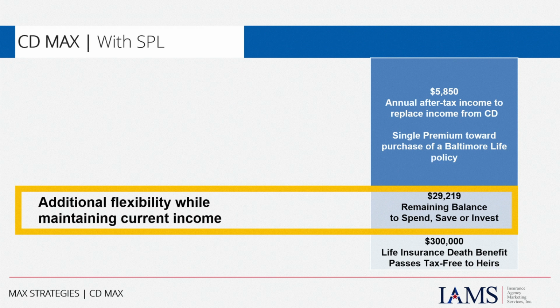So how does this structure work? Again, we are never going to put June in a scenario where she is receiving less income than she would have been receiving from the CD. So we're going to peel off money for that immediate annuity. And then we're going to take $165,000 in this scenario and put it into the Baltimore Life single premium product.